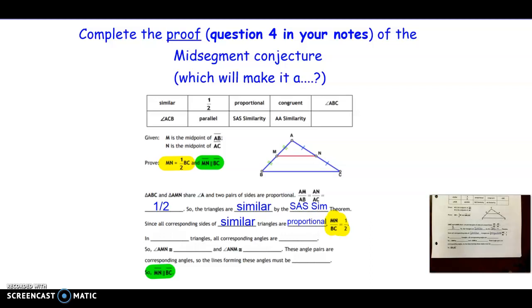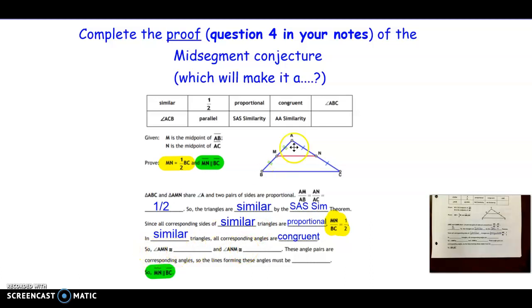We know that their corresponding sides are proportional, which is what we used to prove the first thing. And we also know that their corresponding angles are congruent. That's what we're going to be using to prove the second part. So this next sentence just says that in similar triangles, we know that all of the corresponding angles are congruent. So we're going to use a couple of pairs of those corresponding congruent angles.